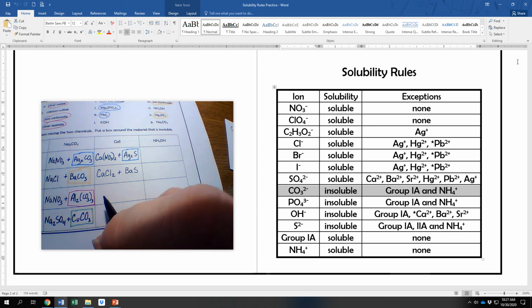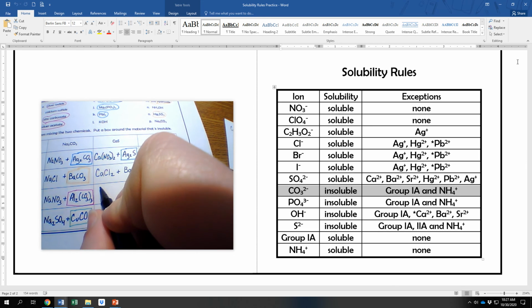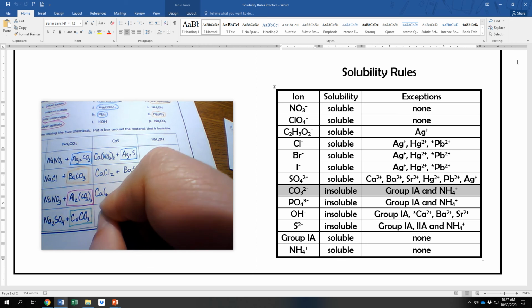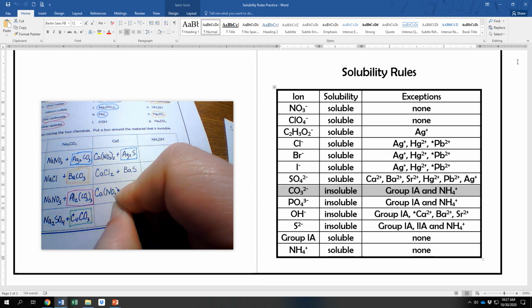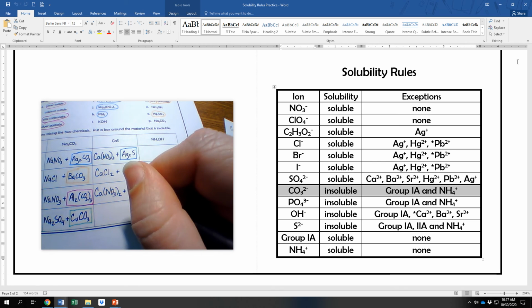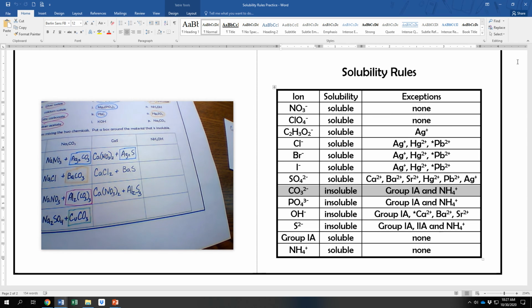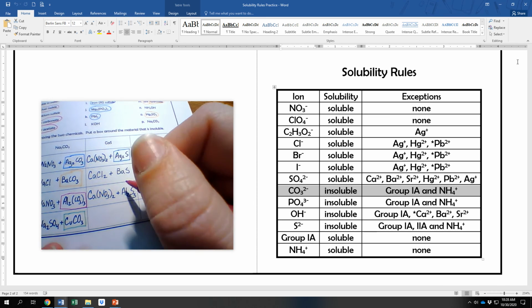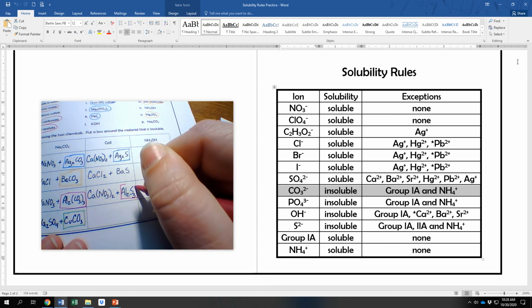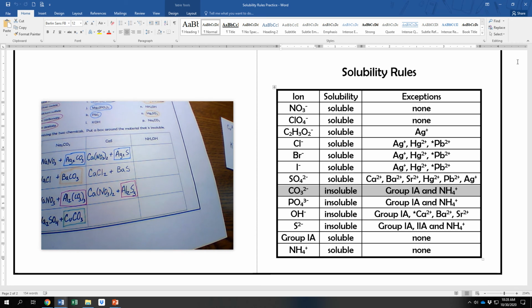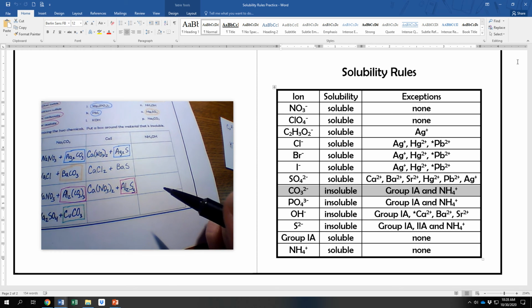All right, next, aluminum nitrate and calcium sulfide. So we're going to get calcium nitrate and aluminum sulfide. Again, Al2S3, because aluminum is +3, sulfur is 2 minus. All right. Nitrate will always dissolve. Sulfur is insoluble unless it's group 1 or 2. And aluminum is not in group 1 or 2.